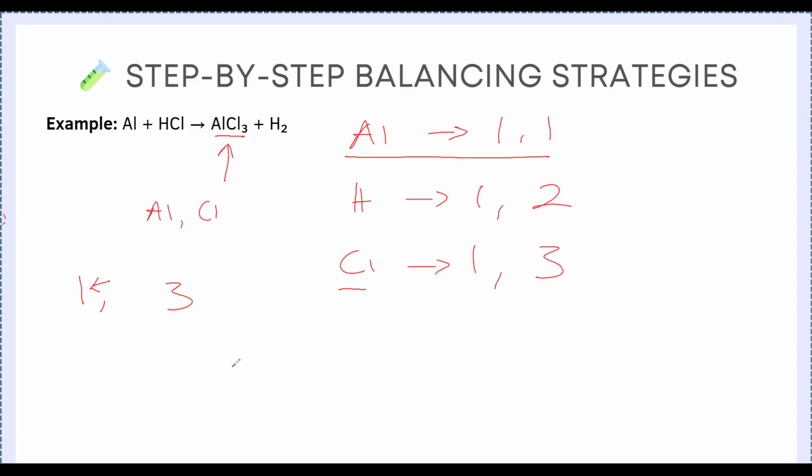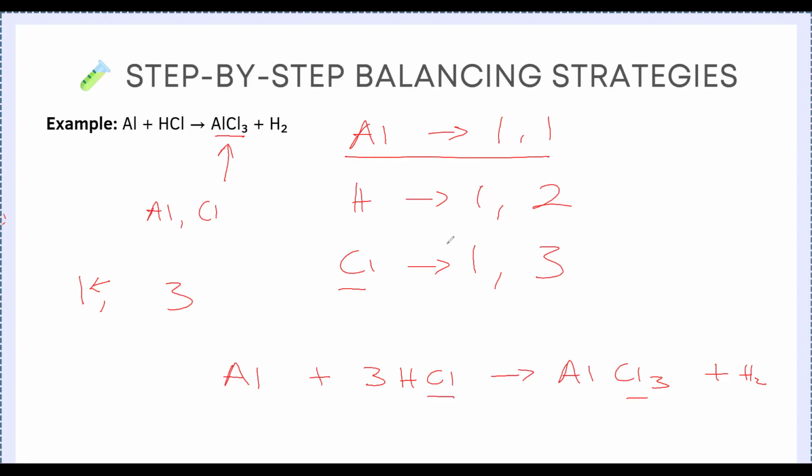That way, the equation now becomes Al plus 3HCl, giving us AlCl3 plus H2. Can you see how I introduced the coefficient? That way, chlorine has become 3 on the left and is also 3 on the right.